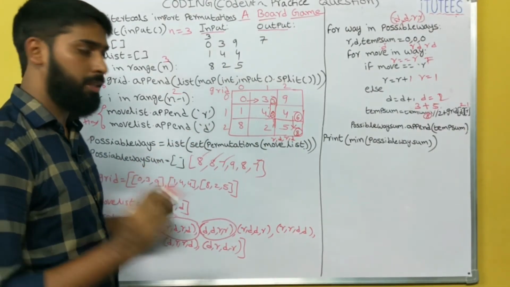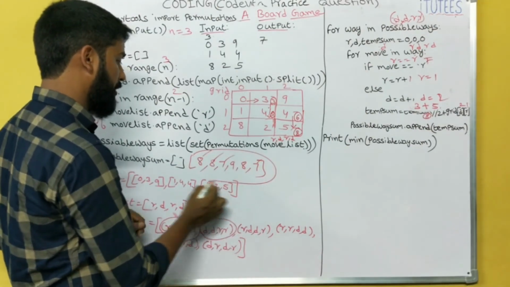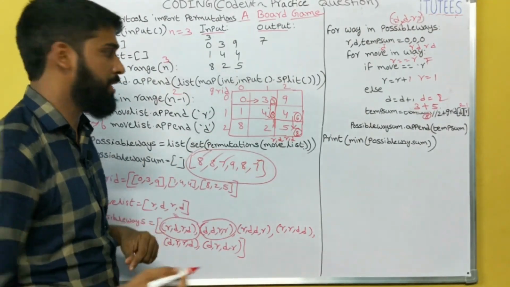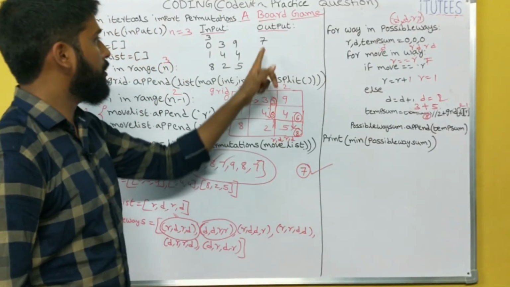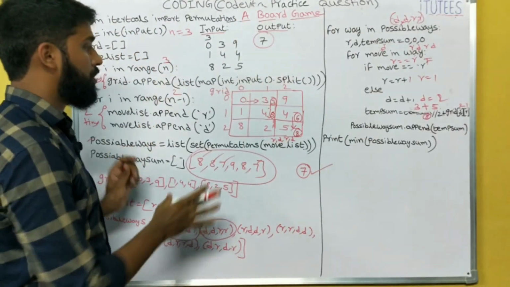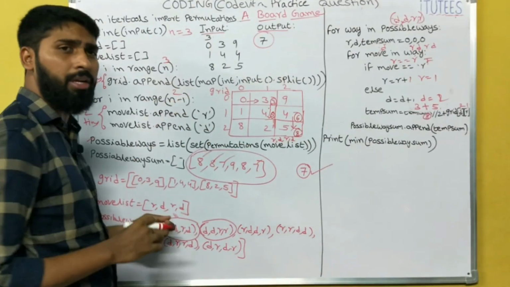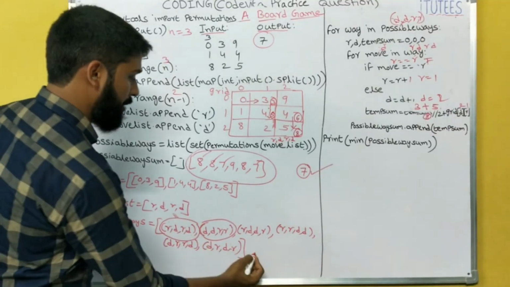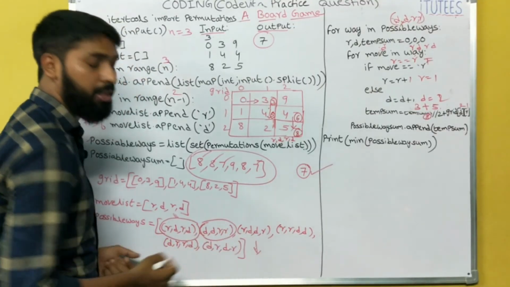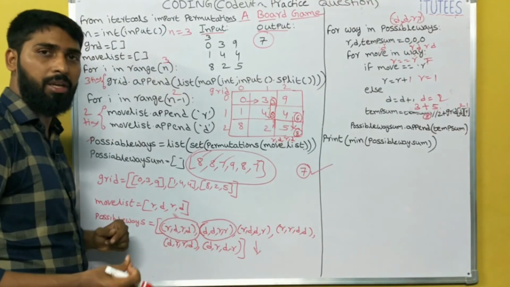What is the question? They are asking for the minimum value. What is the minimum value in that? 7. So 7 is the output. You can execute this for a 4 grid also. If n equals 4, then the grid is 4 by 4, and at that time the combinations increase.